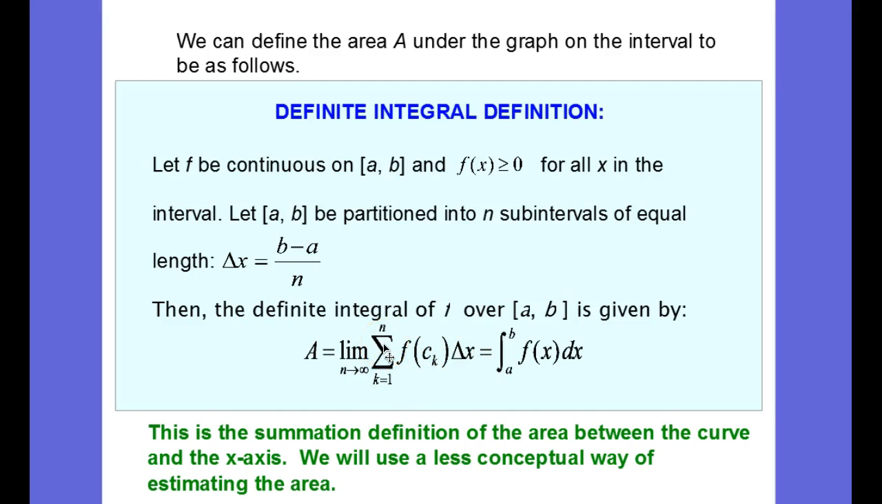Add them all up, and then we're going to let the number of these approach infinity. In other words, add up the infinite number of rectangles with area f of c sub k times delta x, length times width. That's the area under the curve bounded on either side on the closed interval by those values a and b and the x-axis. This is equal to the integral from a to b of f of x dx.